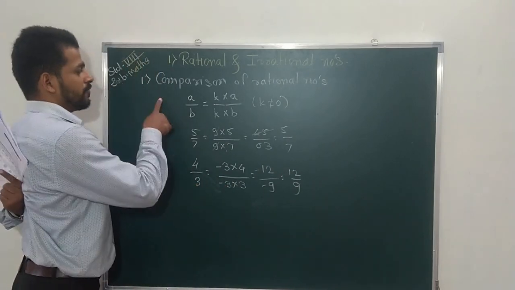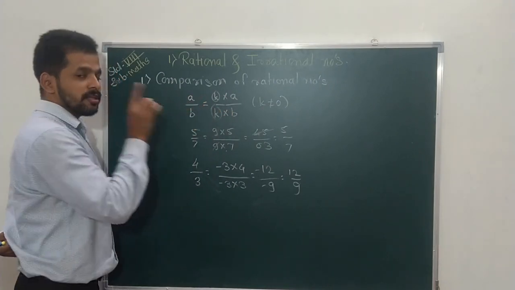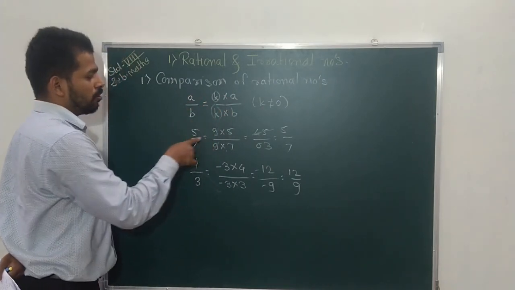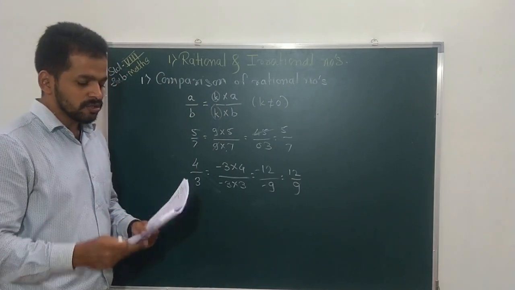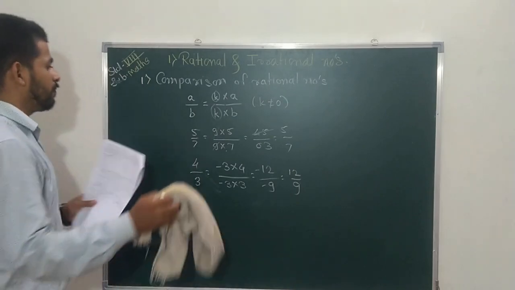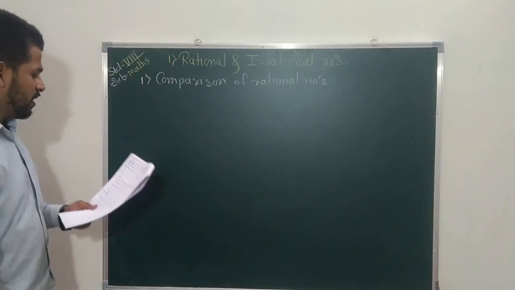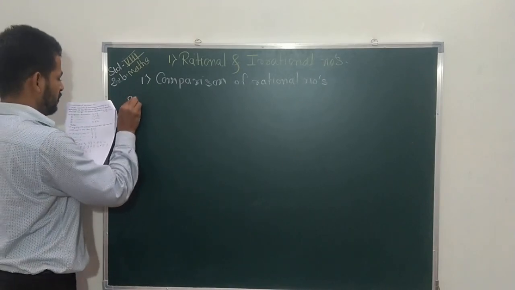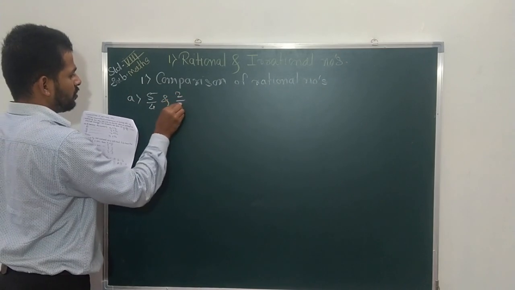So when we multiply the numerator and also the denominator by any non-zero number, the value of the rational number doesn't change. By using this property we compare the numbers. Let's see by using a solved example. First one: compare the numbers 5 upon 4 and 2 upon 3.